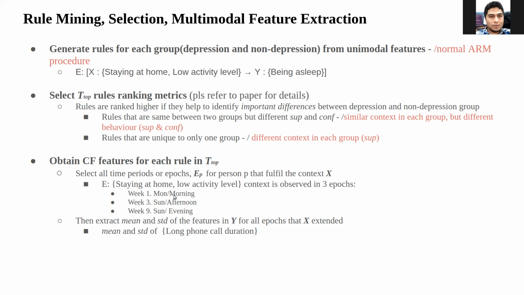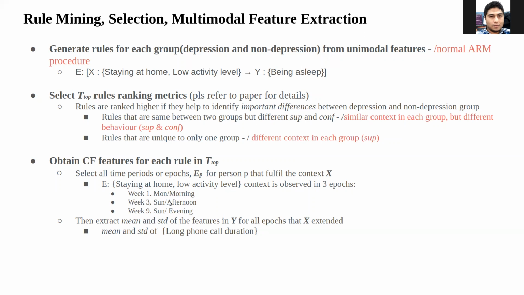So one example could be, if the context is staying at home and low activity, and it was observed only in 3 epochs, let's say on week 1, Monday morning, and week 3, Sunday afternoon, and week 9, Sunday evening, then we only select these epochs. And for a specific person, right?